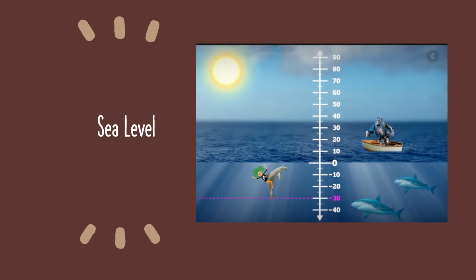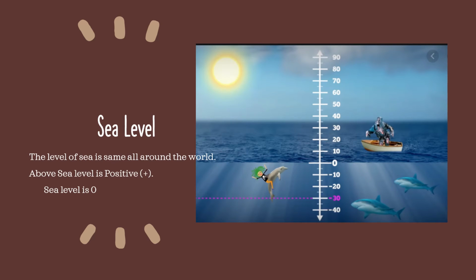Next, let us look at sea level. So what is a sea level? The level of the sea is same all around the world. The sea level is 0. Anything which is above sea level is positive. So if I measure the height of a mountain which is above sea level, it will always be positive. Anything which is below sea level is negative. So the fish always swim in negative sea level.